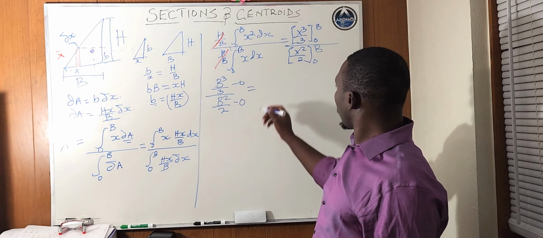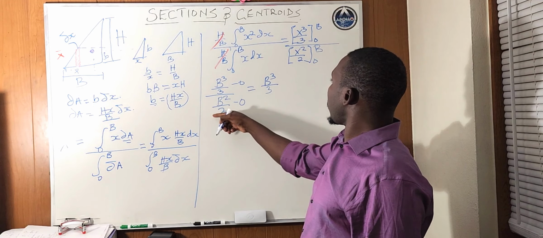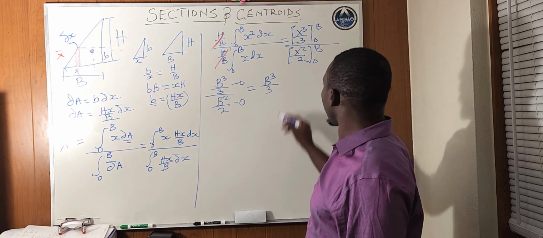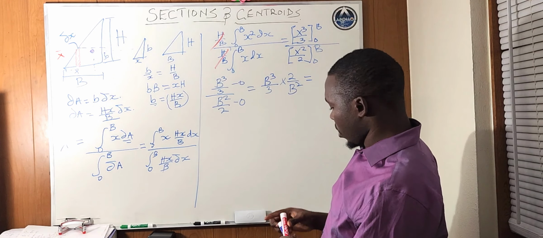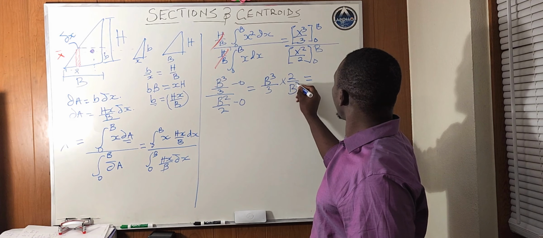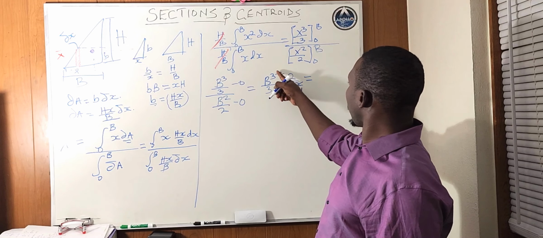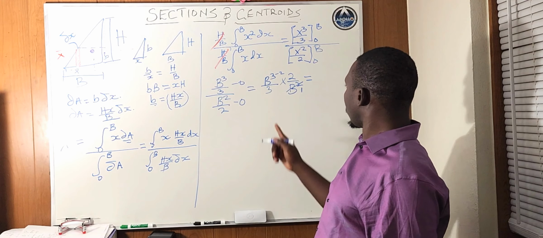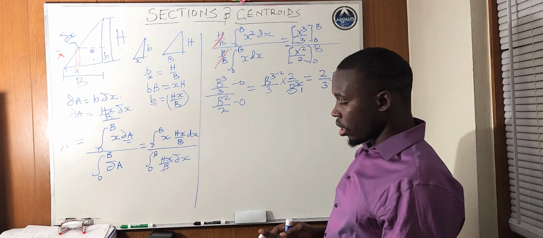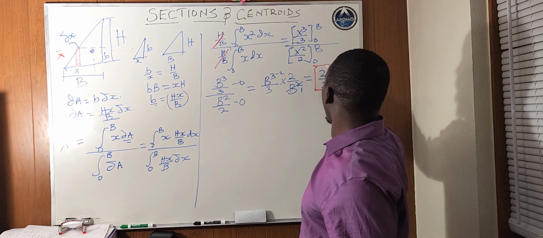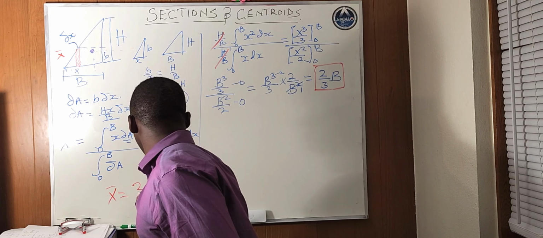So this is equal to b cubed over 3, divided by b squared over 2, which is the same as multiplying by the reciprocal of the denominator. So it will be times 2 over b squared. One of the b's will cancel, and you subtract the powers, because you are dividing b cubed by b squared, you will find that this is 2 over 3 b. This is the first part, that is our x bar. So I can write here x bar is equal to 2 over 3 b.